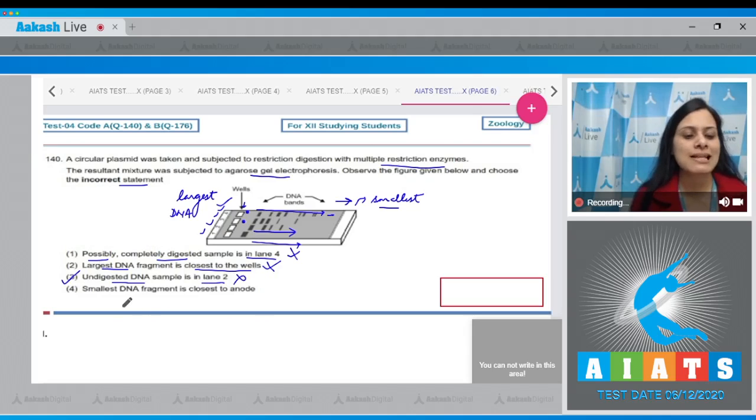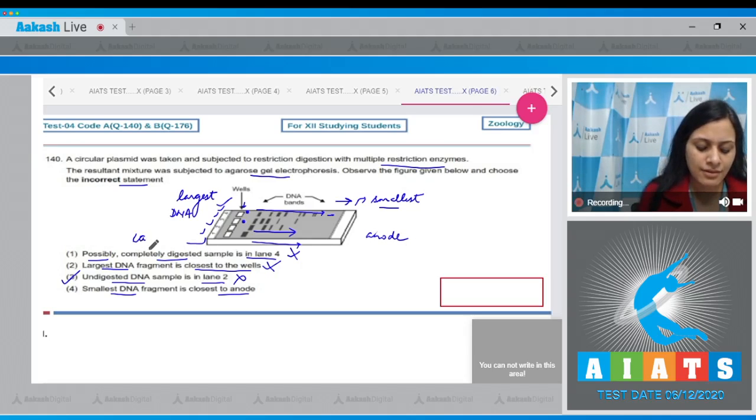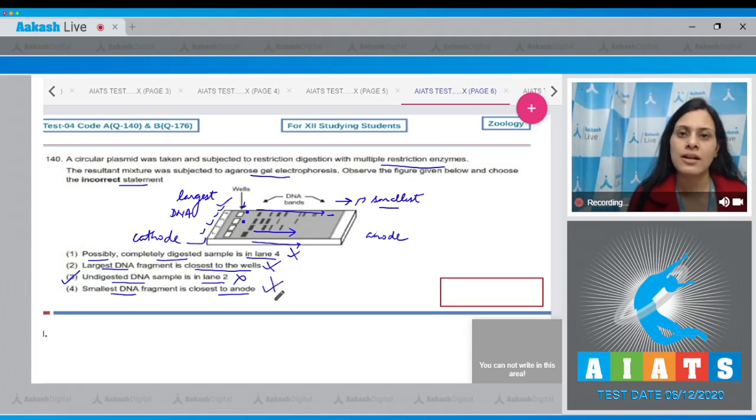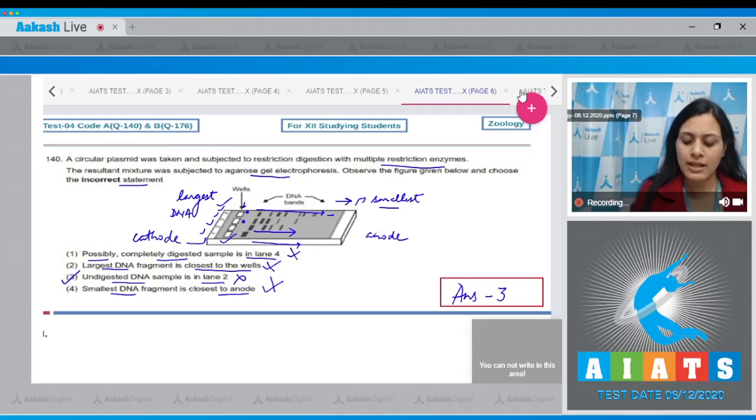The last statement says smallest DNA fragment is closest to anode. Here you have anode, and here you have cathode. So as it is also a correct statement, this cannot be the answer to our question, because the undigested DNA sample would be in lane 1. So the correct answer to this question is option number 3. Let's proceed to the next question.